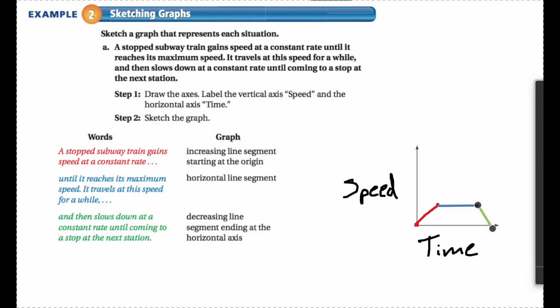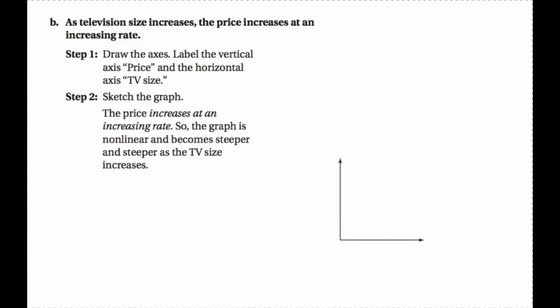All right, now let's try it again with example B. Okay, part B of example 2 says, as a television size increases, the price increases at an increasing rate. First thing we need to do is to draw the axes and label the vertical axis price and the horizontal axis TV size. So let's see, our vertical axis will be price, and our horizontal axis will be TV size.